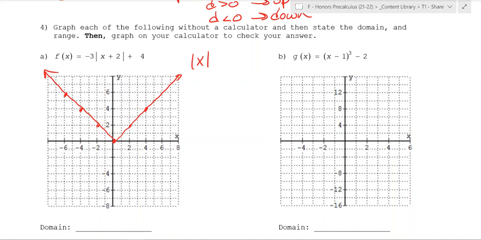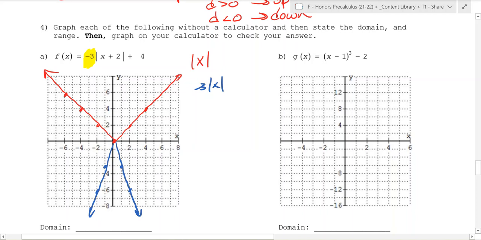Now, what does this -3 do? Well, that stretches it vertically by a factor of 3, and because it's negative, it flips it over. So that first transformation means it's going to flip it over and stretch it by a factor of 3. All the y values get multiplied by 3, and then you flip it over. So with just -3 times the absolute value of x, you end up with an upside down V that's 3 times as steep.